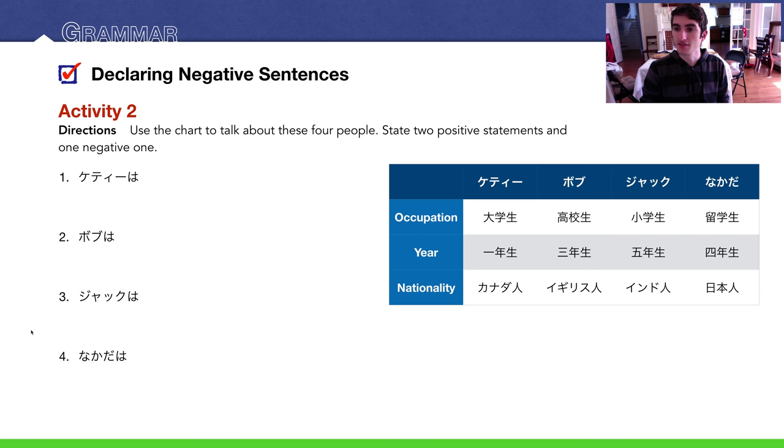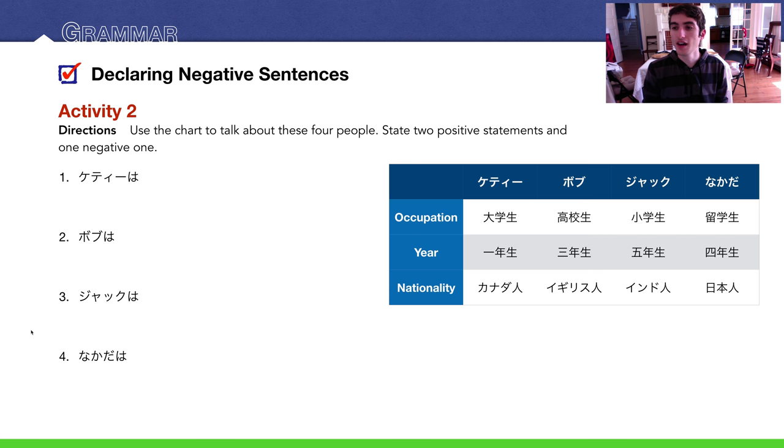Let's start with a negative this time. 留学生ではありません。留学生じゃありません。We can say that. We can say, 5年生。Okay, because he's a 小学生。5年生です。インド人です。Very simple, positive declarations.